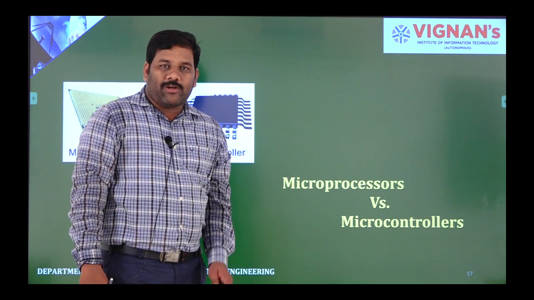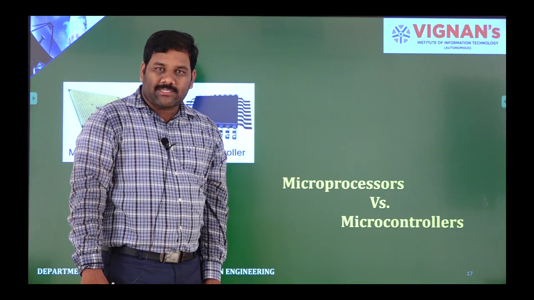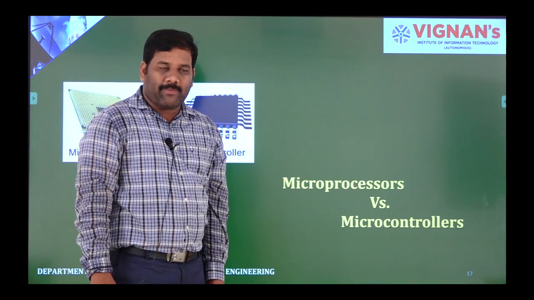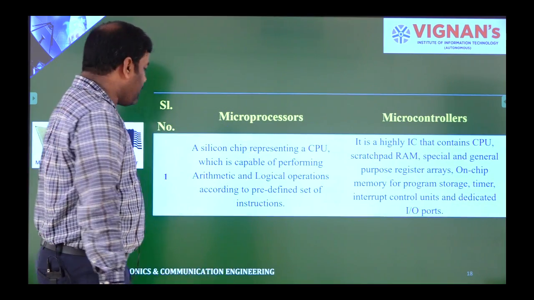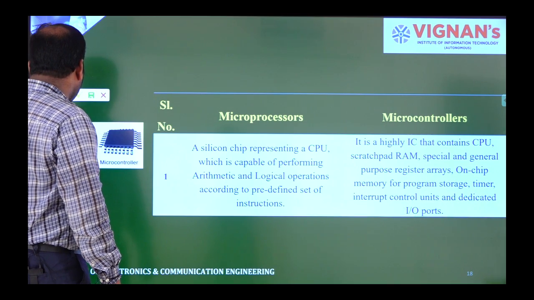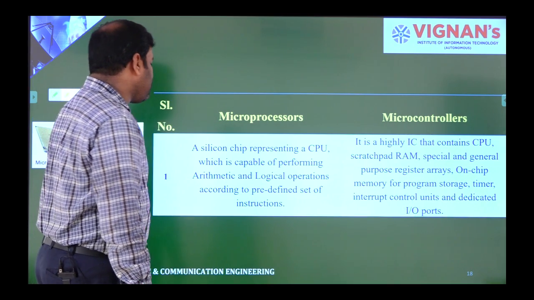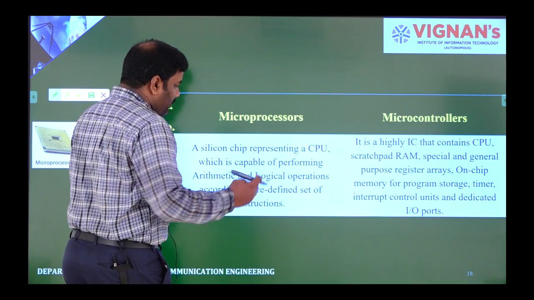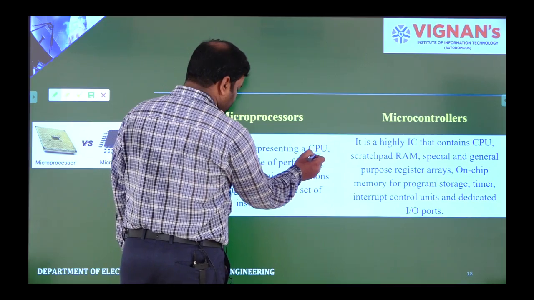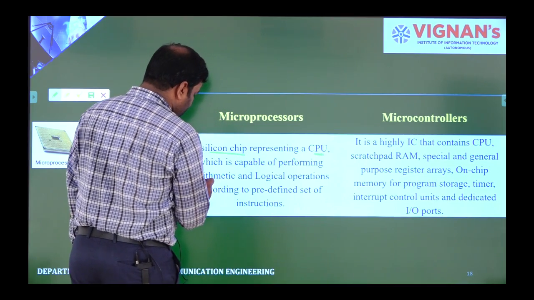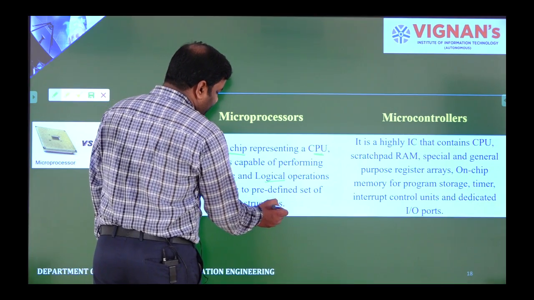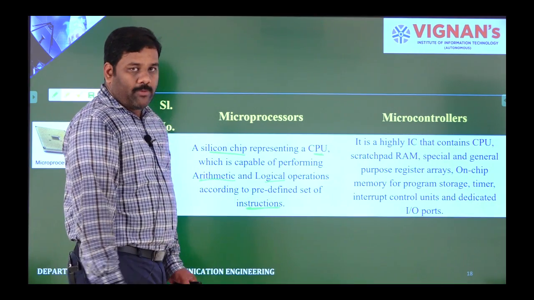As we already discussed microcontrollers and microprocessors, now we are going to compare the differences between them. Let's have a look at the differences between microprocessors and microcontrollers. The first one: a microprocessor is a silicon chip consisting of a CPU and an ALU, the arithmetic and logical unit, having some set of instructions to operate.